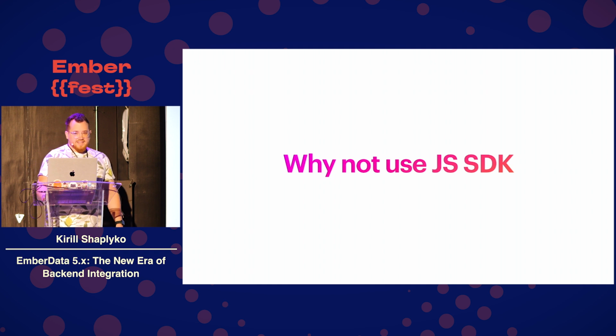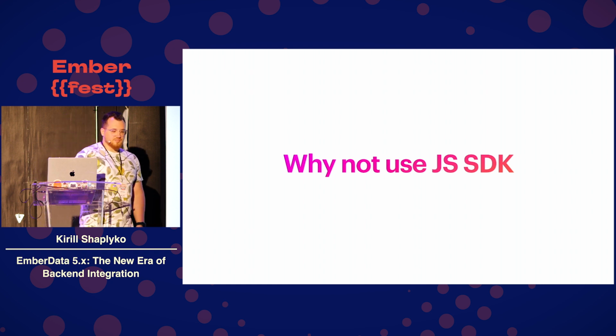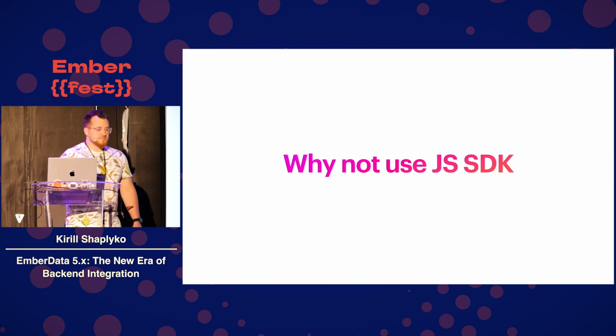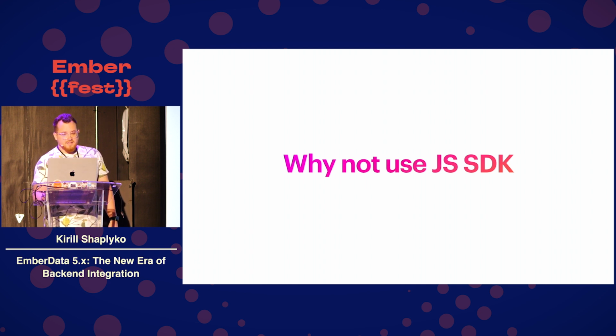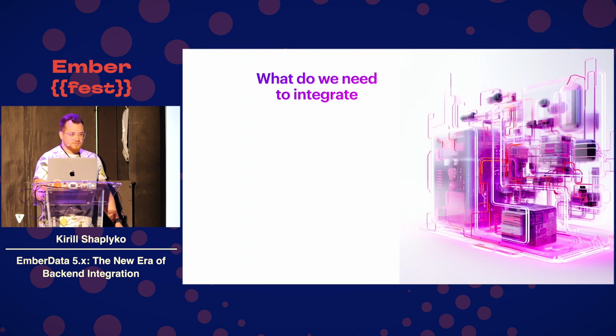I really don't like using specific SDKs. In this example, with PocketBase you just need to use the PocketBase style of the API to get any data you want. And I don't want to pollute my application code with some random SDK. There should be a better way, right? And we have this abstraction. It's called EmberData. So what do we need to integrate PocketBase and EmberData?